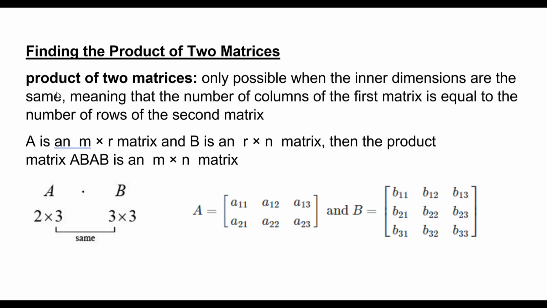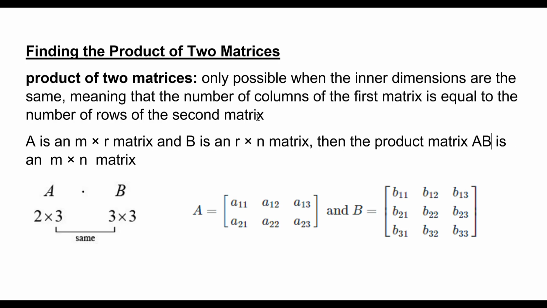Now we're going to talk about multiplying two matrices together. So, finding the product of two matrices. Product of matrices is only possible when the inner dimensions are the same, meaning that the number of columns of the first matrix is equal to the number of rows of the second matrix. So A is an M by R matrix, and B is an R by N matrix. Then the product AB is an M by N matrix.